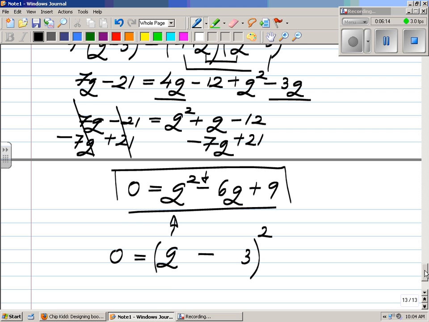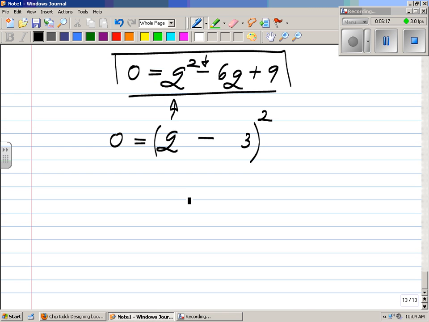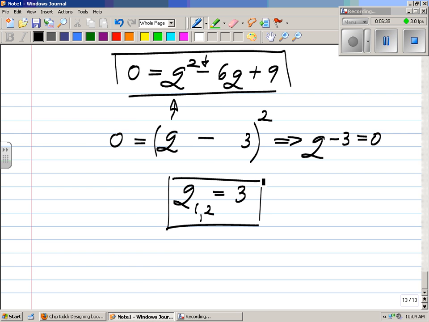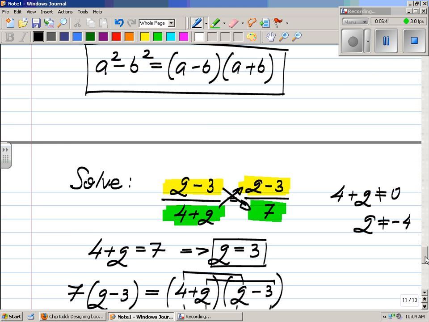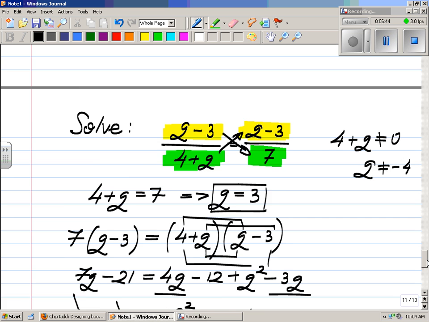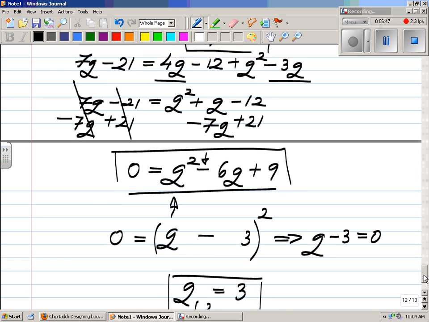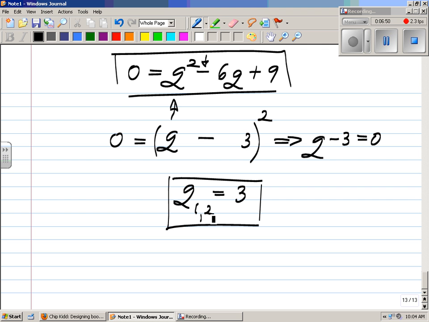Which means my two solutions are what? q1 and q2 are actually equal to 3. How do you find that? Well, you know, this number squared gives me 0. It means what? That q minus 3 equals 0, which means q equals what? 3. So by the way Kylie started at the beginning on this particular problem, q equals 3 will be the only solution, because the other root will also be equal to 3. And you will be fine.